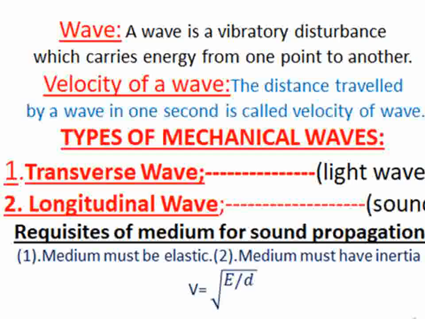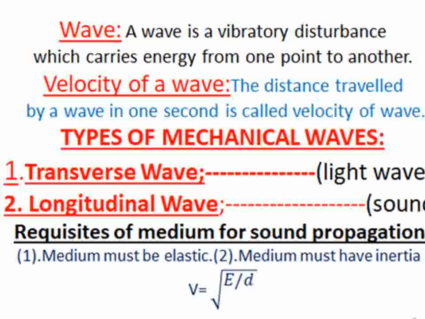Now the velocity of wave: the distance traveled by the wave in 1 second is called velocity. That is just like the simple definition of velocity. Velocity is equal to displacement upon time. Therefore, here is the similar definition for sound traveling in a direction.